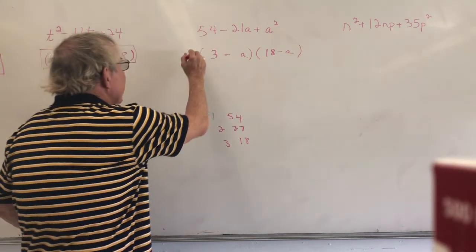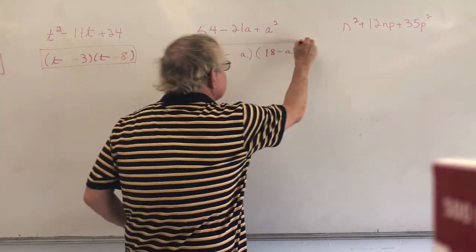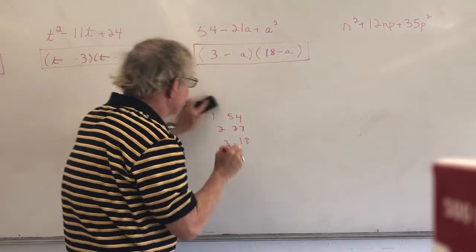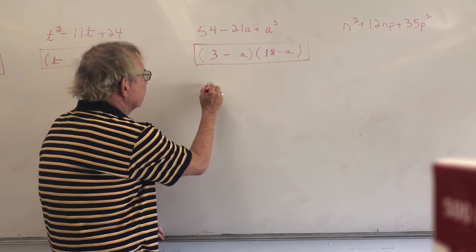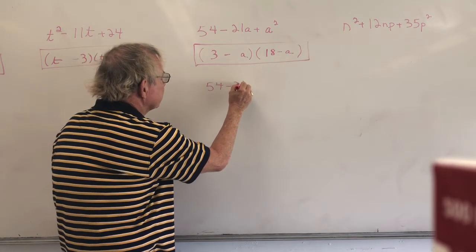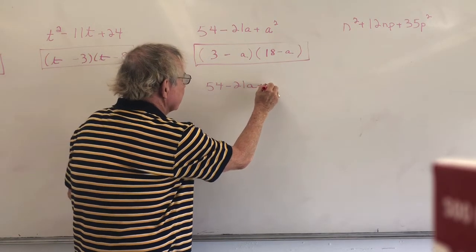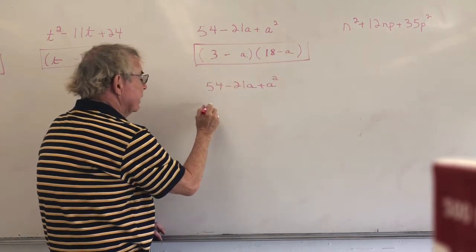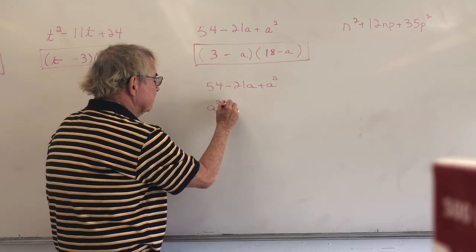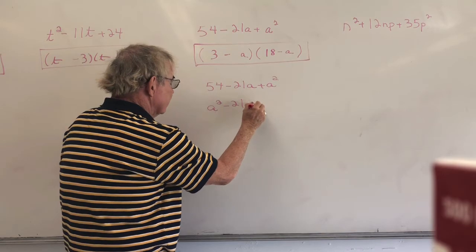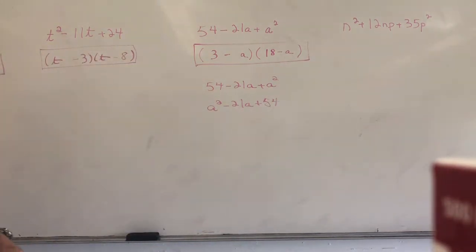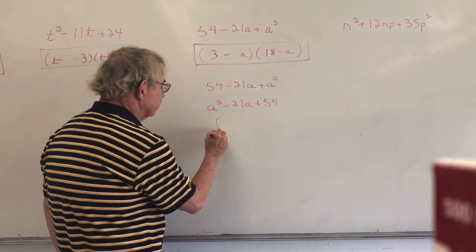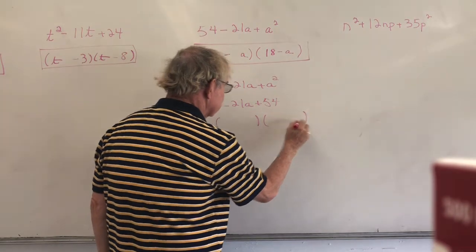Now, another approach for this is to rewrite it. So if you were to take that problem again, and rearrange the order, a squared minus 21a plus 54. And frequently students do this because they get in their comfort zone of something that looks familiar, and then factor it, a and a.